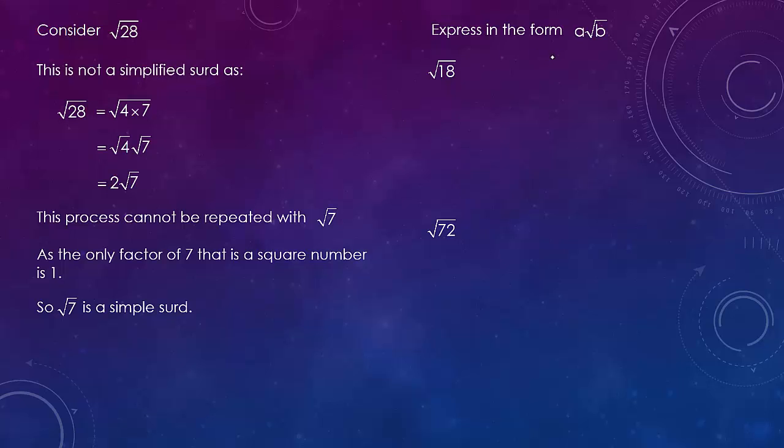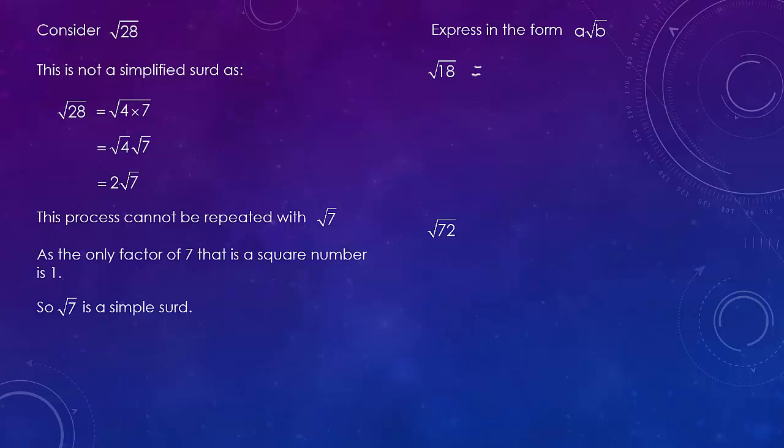So we're going to do the same thing with root 18 and root 72. We're going to write them in the form a multiplied by the square root of b. And in both cases, we're going to make sure that root b is a simplified surd.